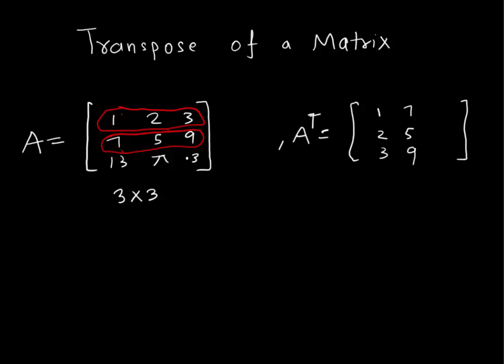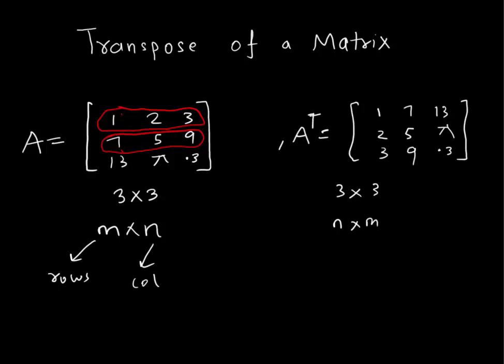And I'm going to do the same thing for the third row as well. So this is going to be 13, pi and 0.3. So this is the transpose of A, and you will see that this is also a 3 cross 3 matrix. But in general, if we have an m cross n matrix, the order of A transpose is going to be n cross m. And this makes sense because all we are doing is interchanging the rows and the columns, where m corresponds to the number of rows and n means the number of columns. So by definition, we are just interchanging the rows and columns.